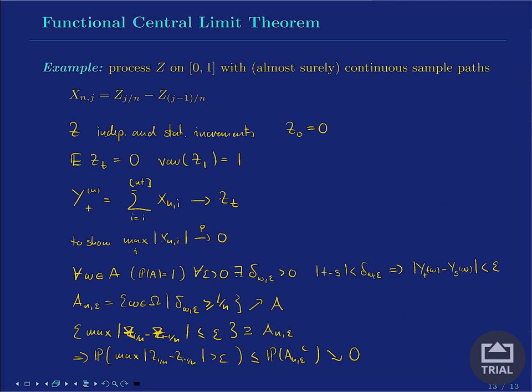So that means that this process, by the functional central limit theorem, converges also in distribution to the Brownian motion. So that implies that Z_t, our process by which we started, actually must be a Brownian motion.